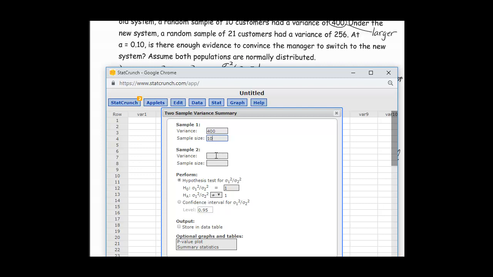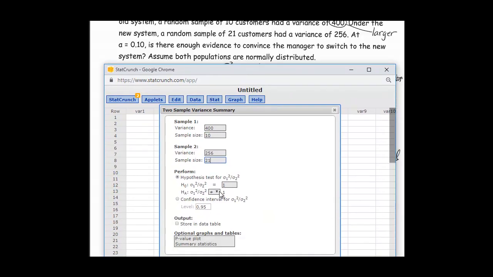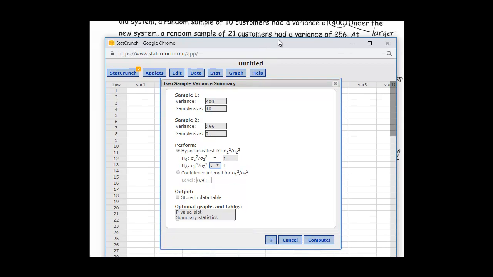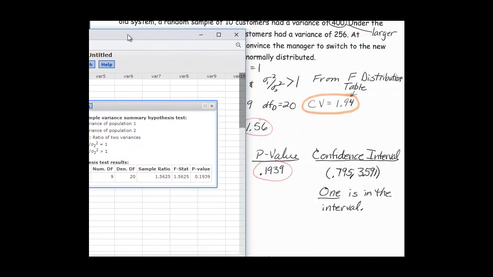It'll calculate the degree of freedom. My second variance was 256, and its sample size was 21. I'm doing a hypothesis testing, assuming that the ratio is equal to 1. This was a right tail because we're assuming the first one was larger, so we need to specify that. And then I'll click Compute. I come up with my 1.56 F statistic. My p-value is 0.1939. So that is how I got that.